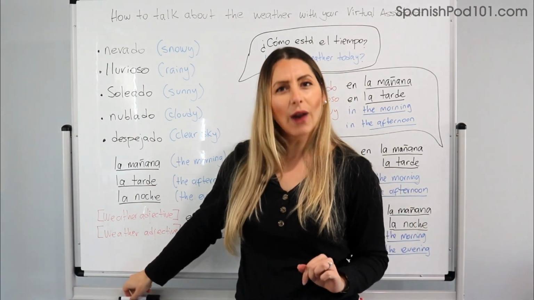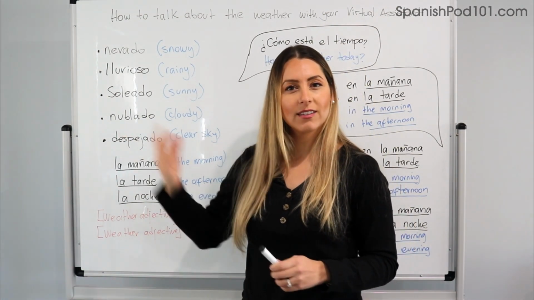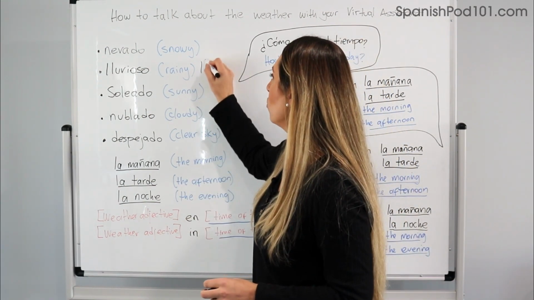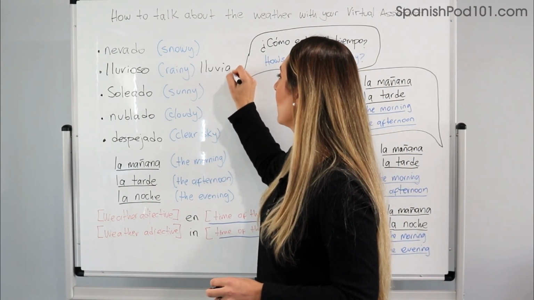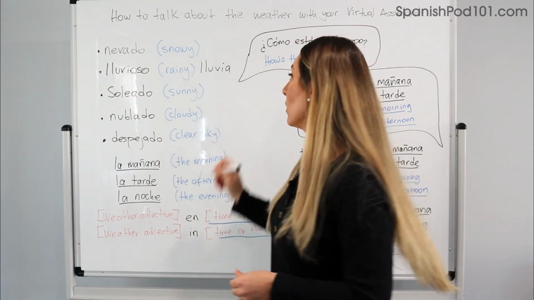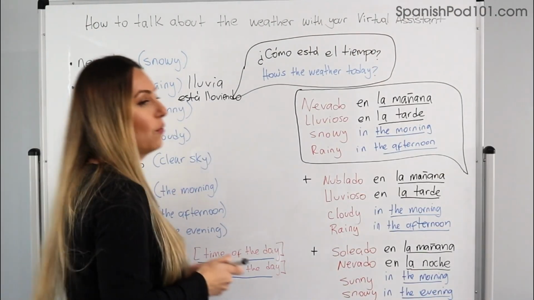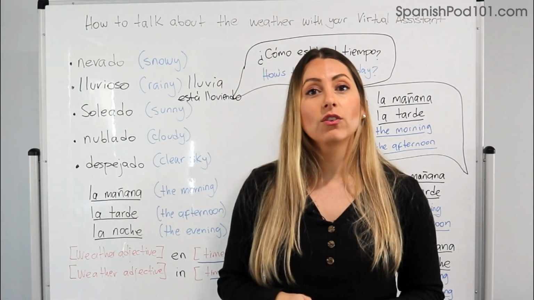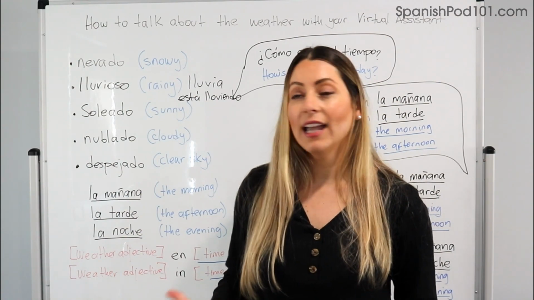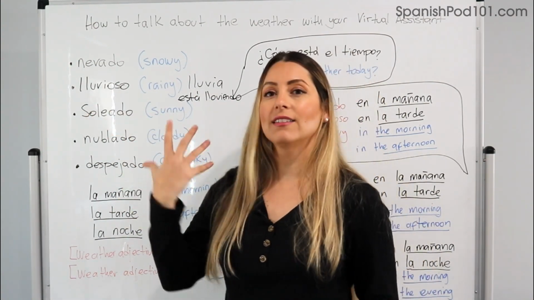Do you know how to say rain in Spanish? Well, rain is lluvia, right? And if you want to say that it's raining, we're going to say está lloviendo. Está lloviendo significa it's raining, lluvia it means rain, and lluvioso is rainy.